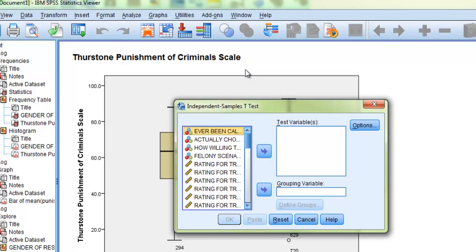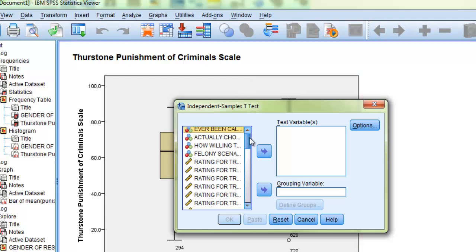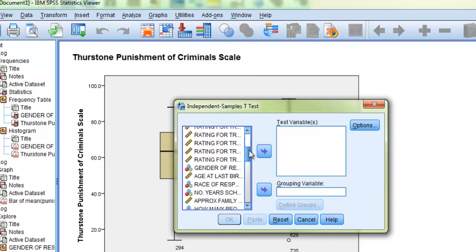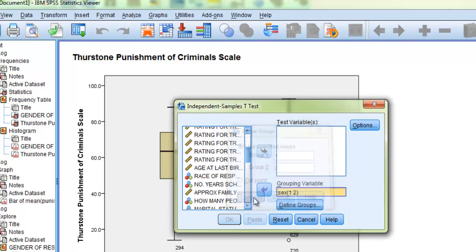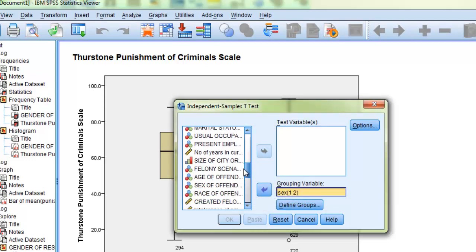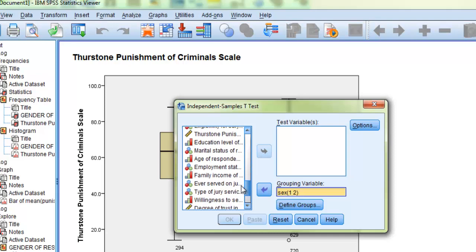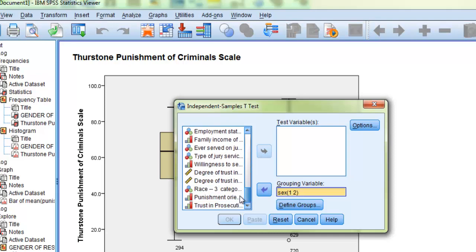And so what I need to do is move my gender variable, which is my grouping variable, my independent variable, and I move it here. So notice the question marks. It's asking me to define the groups. Remember that women were coded as 1, men were coded as 2. So I go to define groups, and I define the 2 groups I'm looking at. 1 for women, 2 for men. I click continue, and now I move my thirst tone punishment scale into the test variables box.